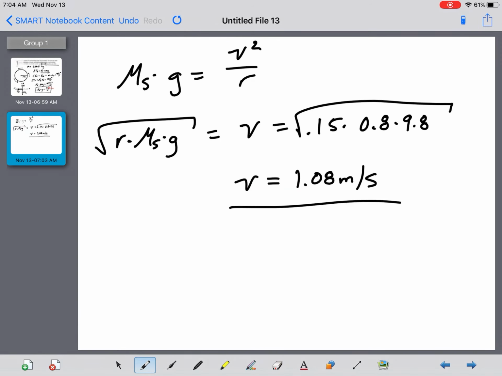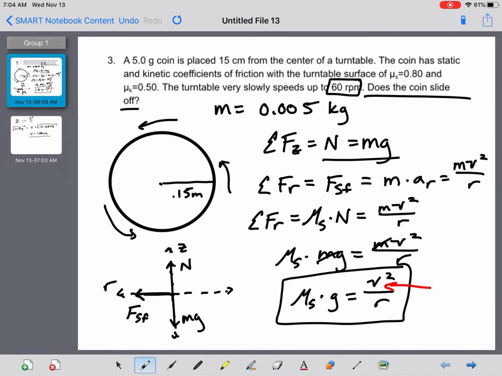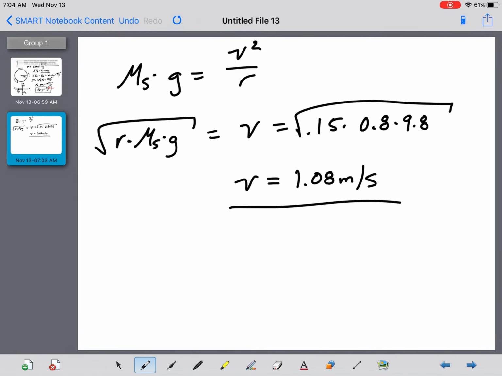Notice that does not really help us compare to the turntable. The turntable is 60 RPMs. So let's convert 1.08 meters per second to RPMs, revolutions per minute. Let's start with just getting into minutes, because that's easy. I've got 60 seconds in 1 minute, so seconds cancels out.